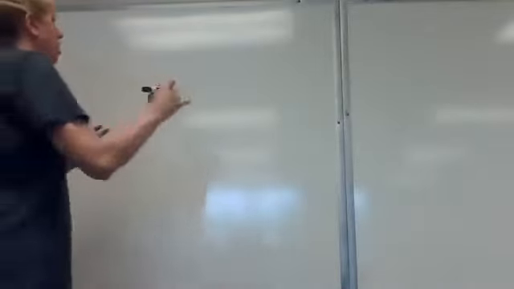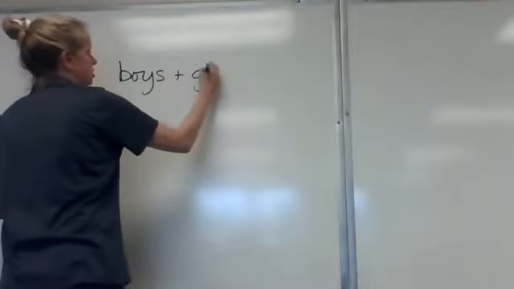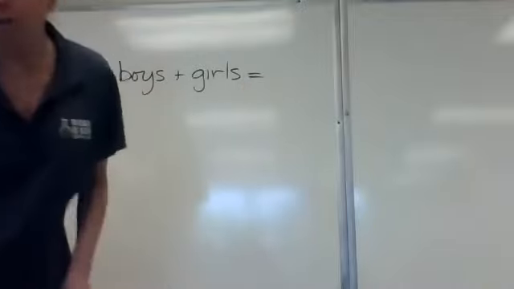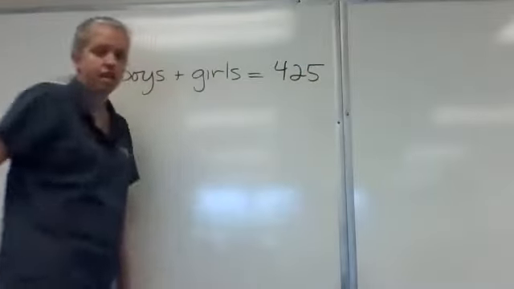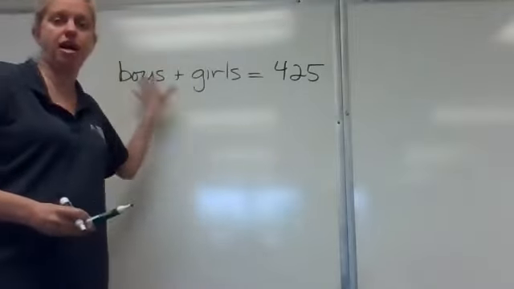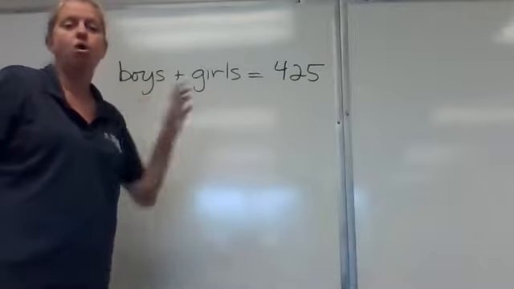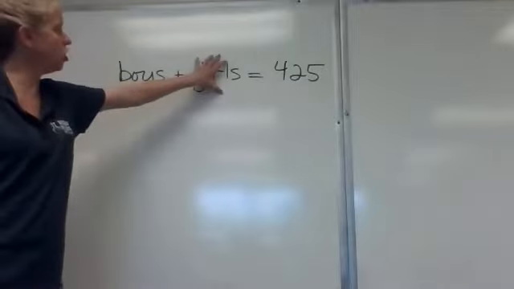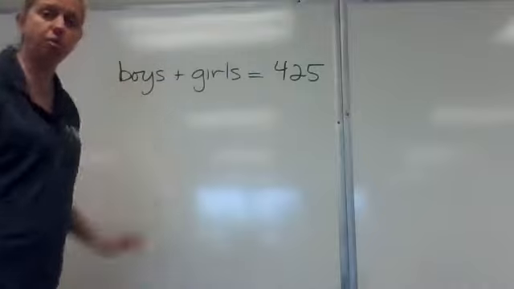So let's see. We've got boys and girls. And if you add the boys and the girls together, all together, there are 425 students. That's what I know. I don't know how many boys there are. I don't know how many girls there are, but I know if I add the boys and the girls together, it's going to be 425. What I do know is the girls have 153 more than the boys.